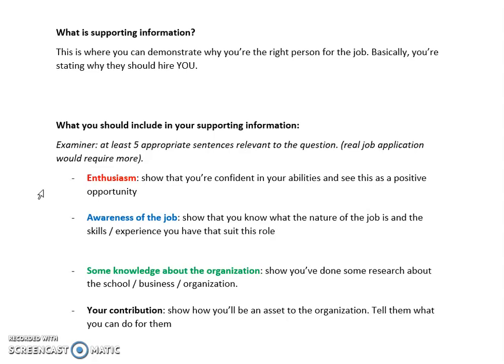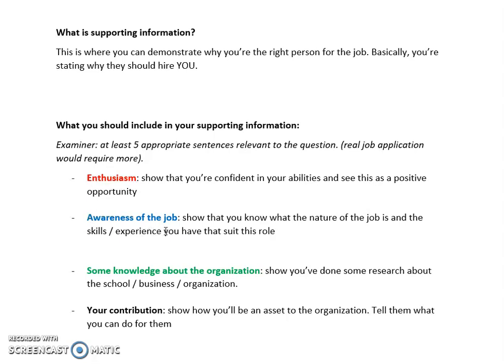Now, what should you include in supporting information? Supporting information, additional information, it's the same thing. You need to show enthusiasm, excitement, energy. Show that you're confident in your abilities and see this as a positive opportunity. The fact that you're applying for this job is a positive opportunity. You're excited, you're confident, you have energy. We need to show this in the supporting information.